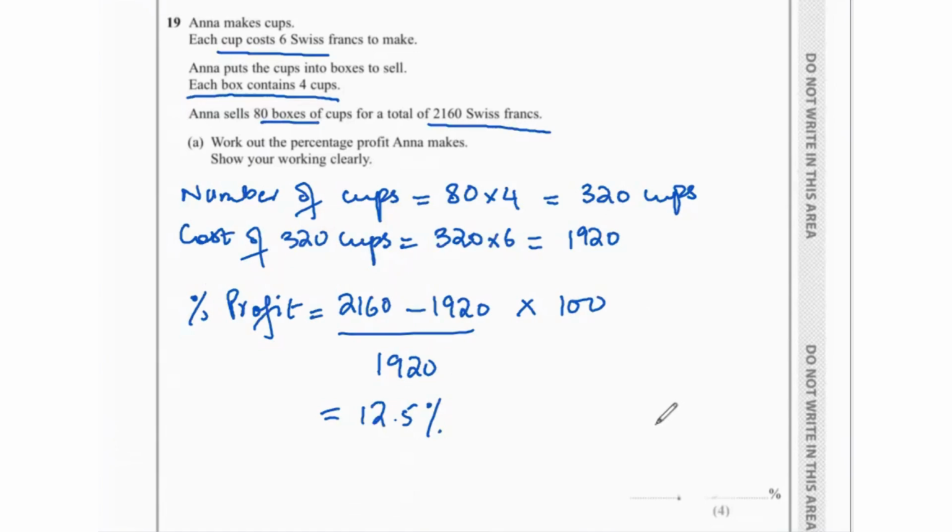The reason why I subtracted 2160 and 1920, then divided by 1920, is we need to find the profit. Profit is the difference between the selling price and the cost price. The selling price was 2160. The cost was 1920. So when we subtract the two, we get what the profit is. And since they're saying percentage profit, to find the percentage, we divide the profit by the amount that was spent in making the cups and then multiply the result by 100 to get the percentage. Because for percentage, we always have to times the quantity by 100.